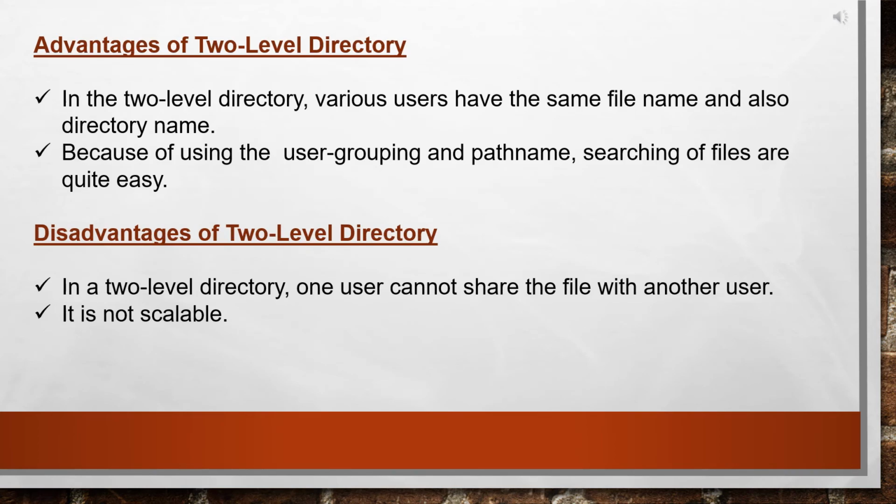This two-level directory also has some advantages and disadvantages. What are the advantages? In the two-level directory, various users can have the same file name and also directory name. Because of using the user grouping and path name, searching of files is quite easy here. Now what are the disadvantages? In a two-level directory, one user cannot share a file with another user. Another disadvantage with the two-level directory is that it is not scalable.